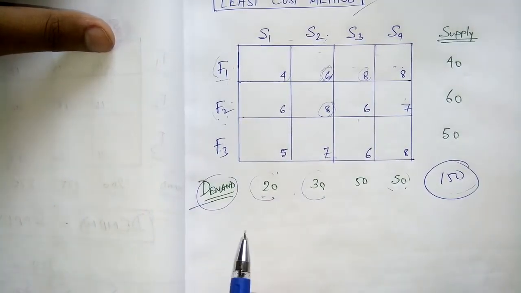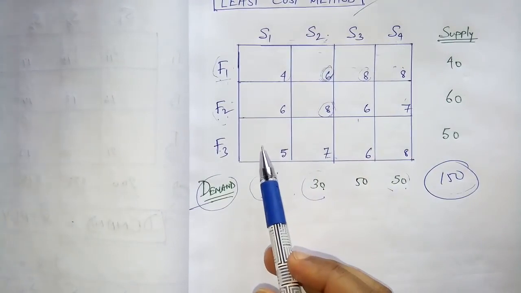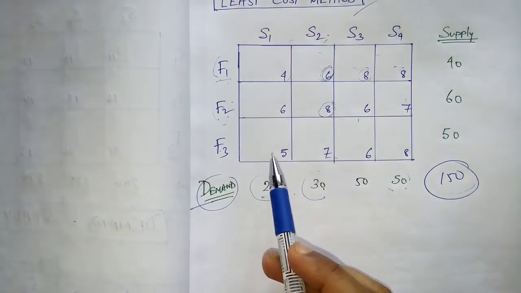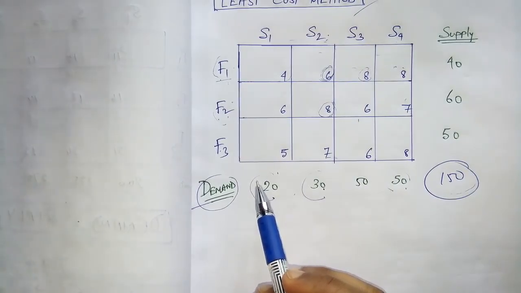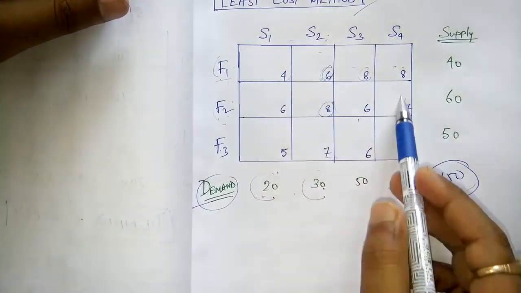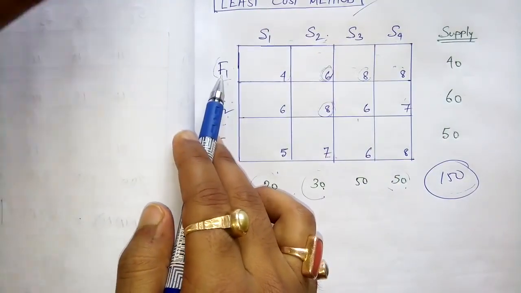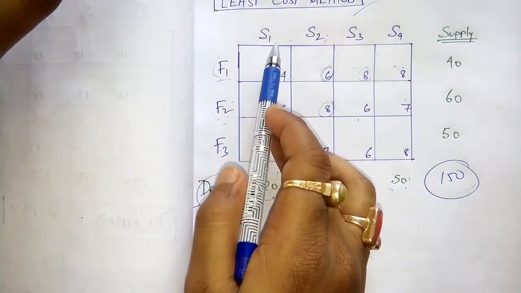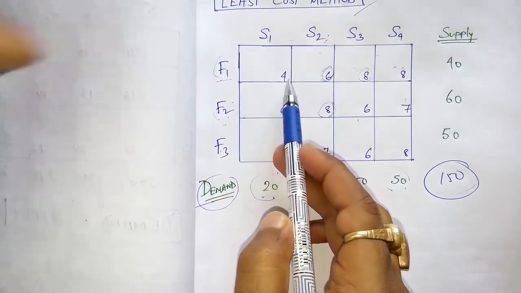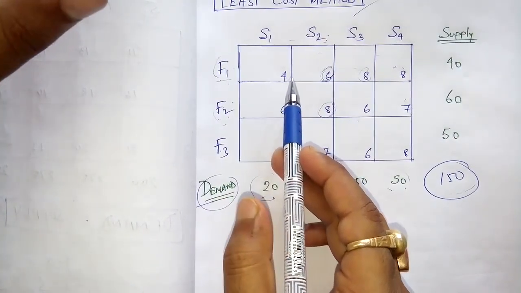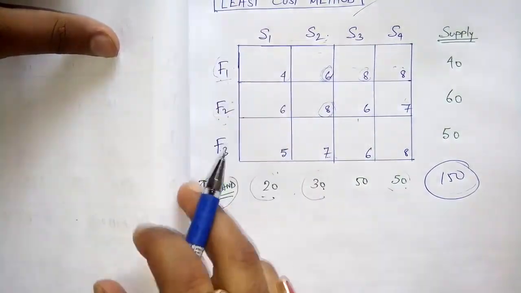Okay, first rule of least cost method is that out of these boxes, check the box which has least cost, where the transportation cost is minimum. Least. Which value? 4. That means if you want to transport one good from factory 1 to store number 1, it will cost 4 rupees and it is the minimum cost. Okay, you have understood. So least cost method says that start from this box.